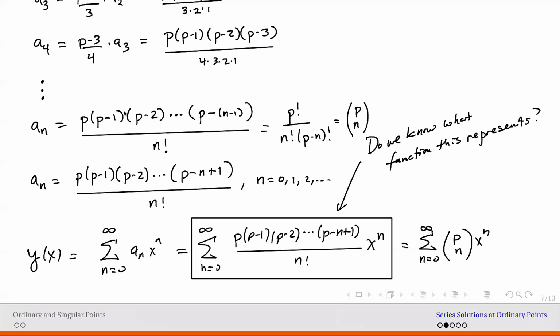Now, this is just a question of whether or not you know what the binomial series representation of a function is. Well, this turns out to be the function (1 plus x) to the p. So this is truly our answer.